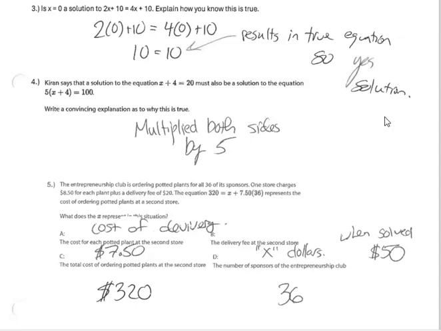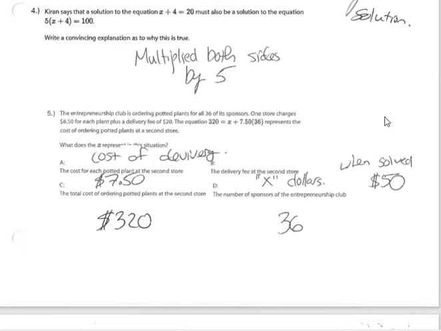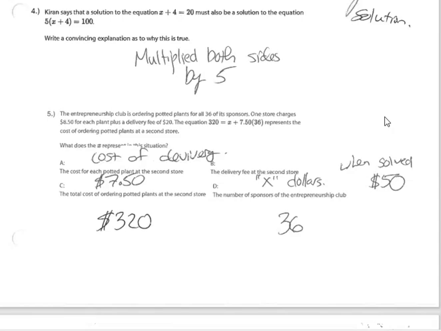I shouldn't say same. Number 5, me being the silly person I am, didn't realize that it was a multiple choice question and it was asking what does X represent. In this situation, you should have realized that X represented the delivery fee. I thought it was asking part A, B, C, and D, so I answered each one of them. You could take a look at this.